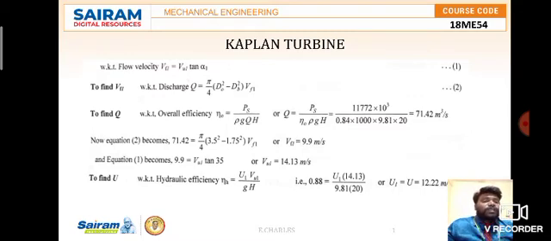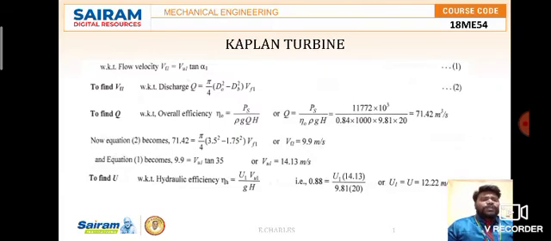So finally we got the value of Vw1. Again, we should know what the U value is. How to get this U value? Use the hydraulic efficiency formula: eta H is equal to U1 Vw1 divided by g into H. Hydraulic efficiency is given as 88%, Vw1 we have just found out, g is the constant value, and H is given in the problem. So the only unknown is U1, that is U1 is equal to U is equal to 12.22 meters per second.